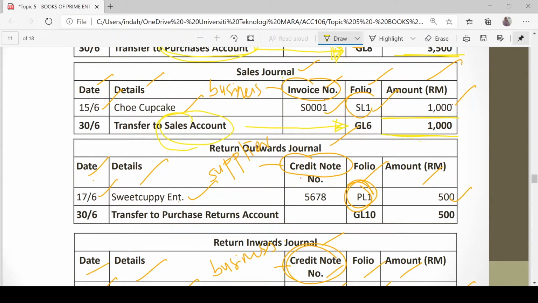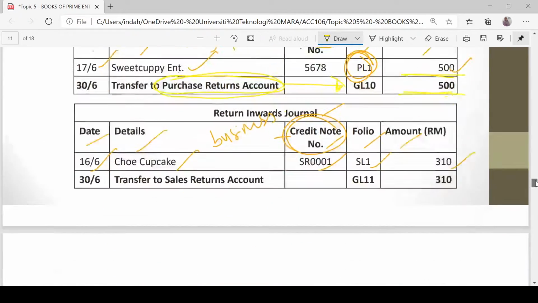Next, the return outward journal, we are going to do the same thing. We total whatever transactions we have recorded here, so 500, to be transferred to the purchase return account, or you may call it the return outward account. Then you assign the code. It depends on you. If there is a GL10 somewhere else, then we assign GL11. As simple as that.